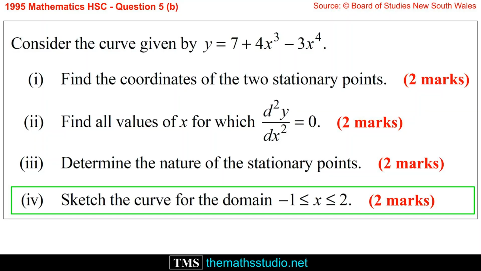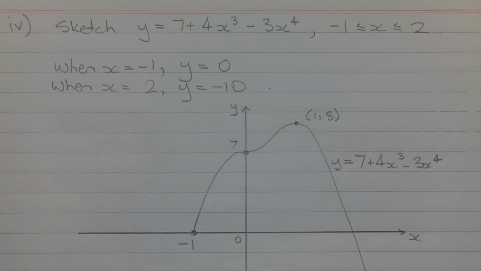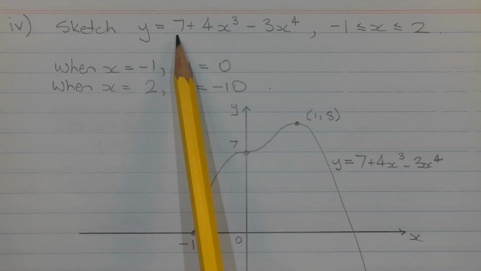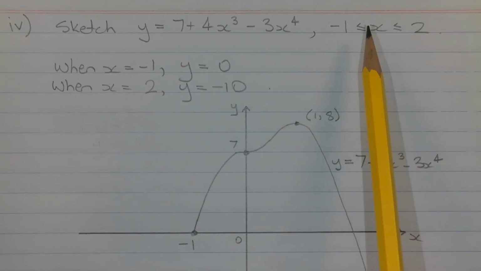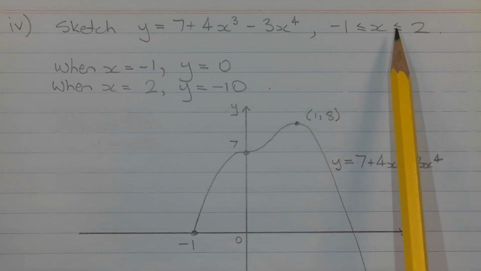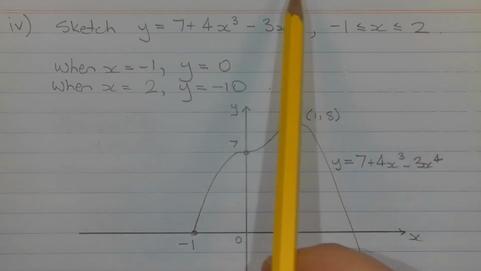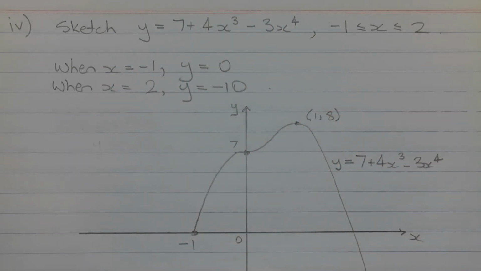Part 4. Sketch the curve for the domain x greater than or equal to -1 and less than or equal to 2. The question is asking us to sketch the graph of the function y equals 7 plus 4x cubed minus 3x to the power of 4 in the interval x greater than or equal to -1 and less than or equal to 2. Now we're sketching the graph of a polynomial function.